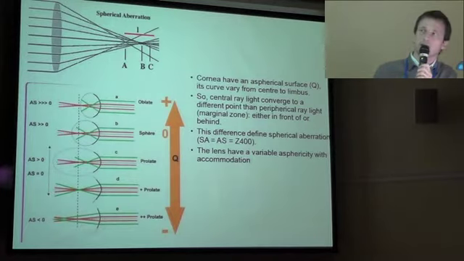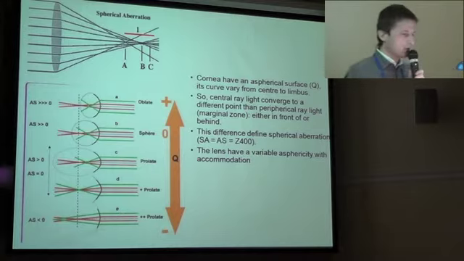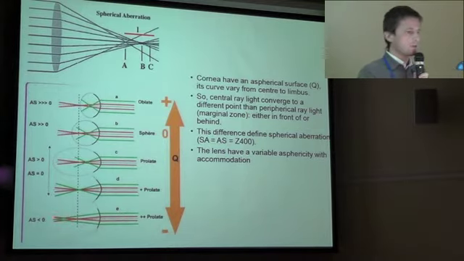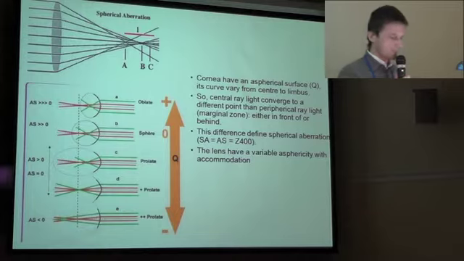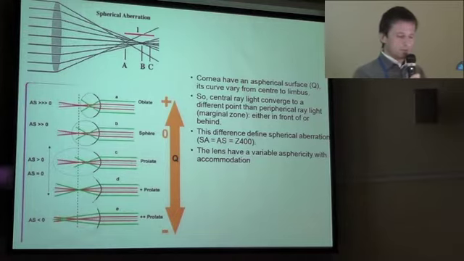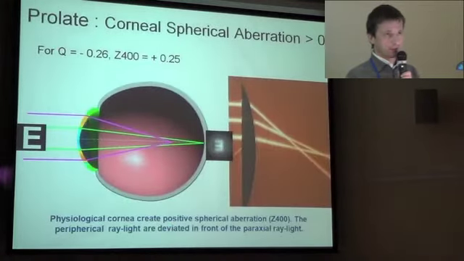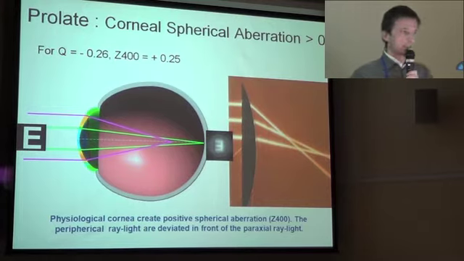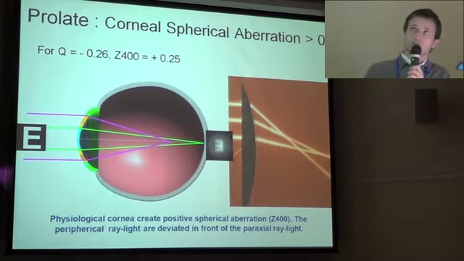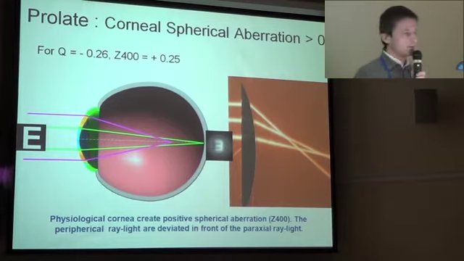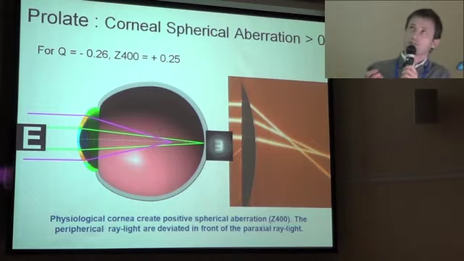This is for the cornea. And the lens, with accommodation, has variable asphericity. You, me, we have maybe all prolate asphericity; 80% of people have a prolate asphericity. The mean Q is minus 0.26, 27 or 25, it is almost the same. And the spherical aberration, Z4, is plus 0.25.